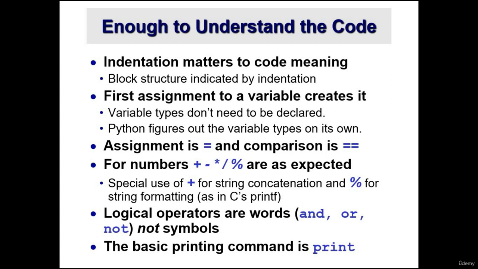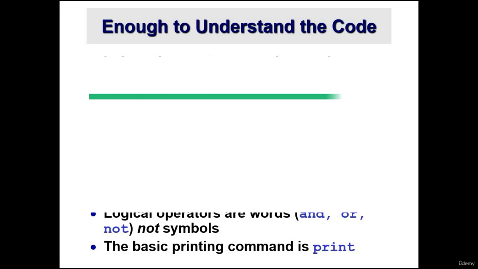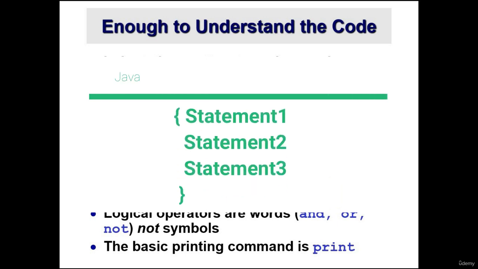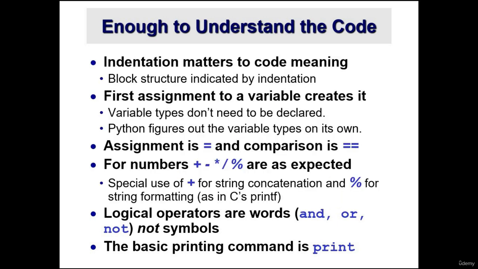Rule number 1: indentation matters to the code's meaning. I've already discussed in my first lecture that indentation is very important when working in Python. Block structure is indicated by indentation. As we discussed, in Java we use curly braces to indicate a block of code, but in Python we do not use any braces or parentheses. We just use a block structure defined by the indentation. So we have to take great care of indentation while writing code.